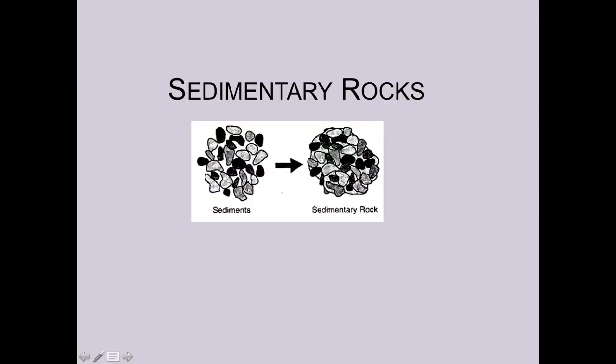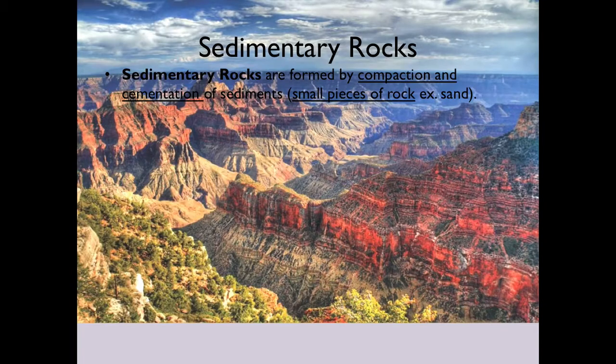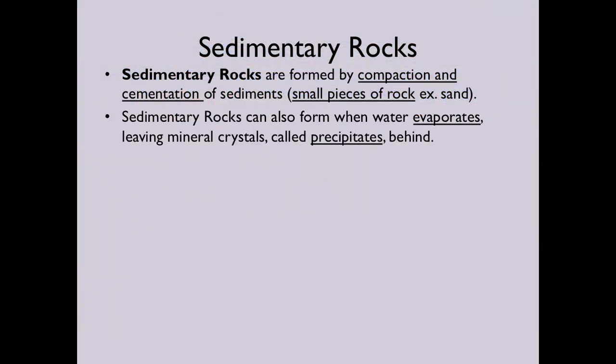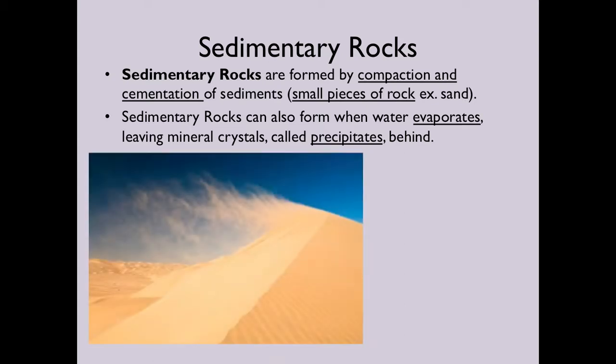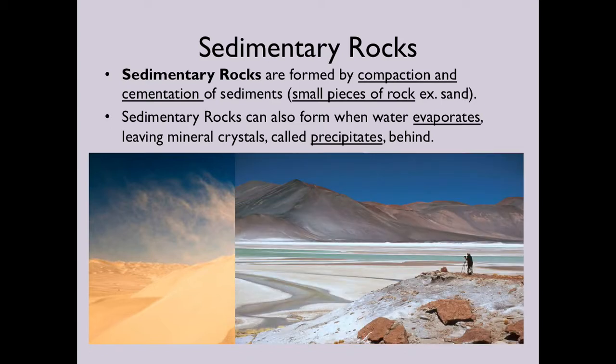Okay, so we're going to talk about sedimentary rocks now. Sedimentary rocks are rocks that formed from the compaction and cementation of sediments or small pieces of rock. For example, sand. The Grand Canyon is full of them, which is why it's pictured here. They can also form when water evaporates, leaving mineral crystals behind. Those mineral crystals are called precipitates. We'll go into a little more detail on that later. So you see sand, sediment, or what's left behind after water evaporates.